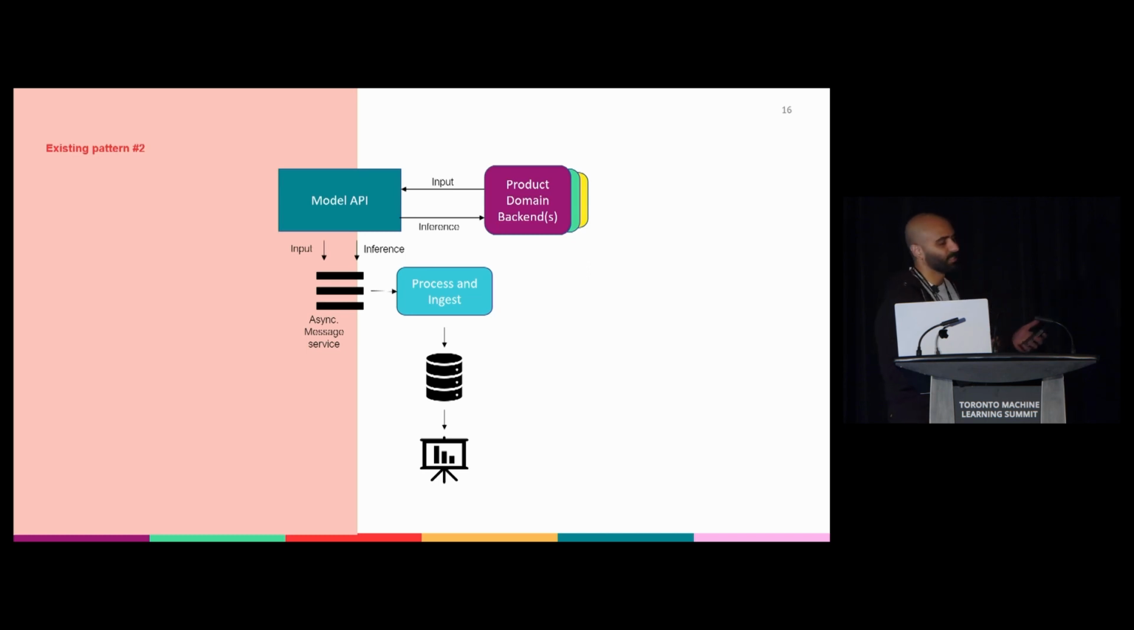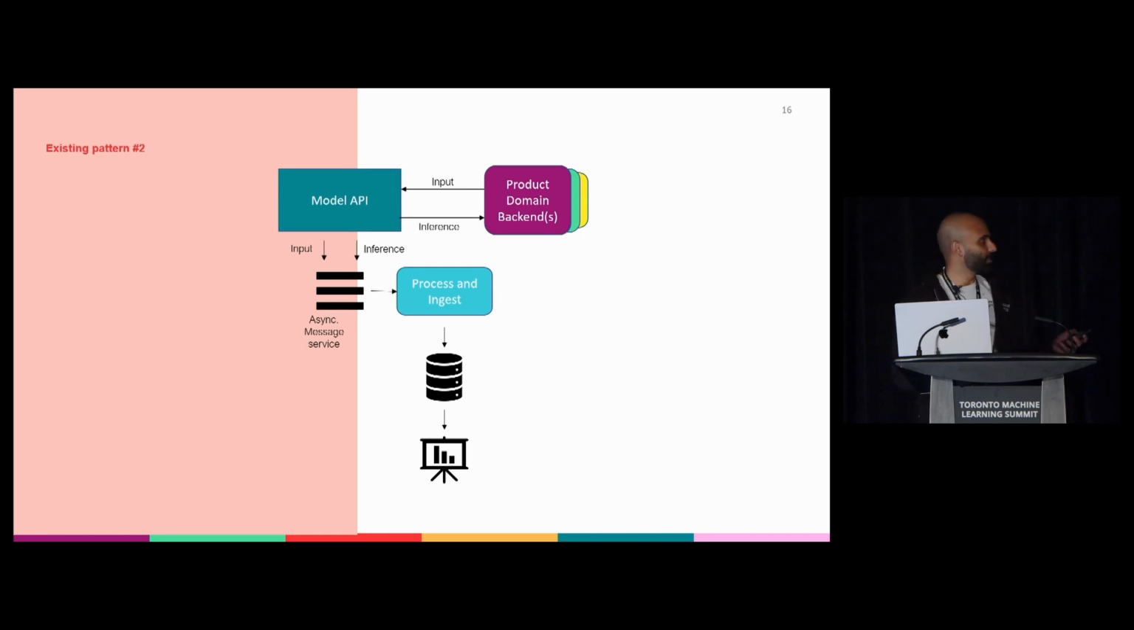And in this case, instead of relying on the backend, the model to ingest data into the warehouse, as you see at the bottom, the model logs the inputs and inference to an asynchronous messaging service. This data is then processed and ingested into a data warehouse to be used in dashboards. The difference from the previous pattern here is that instead of passing on the model-related information to multiple services to be then used in the warehouse, we're directly ingesting the inputs and inferences into the data warehouse.